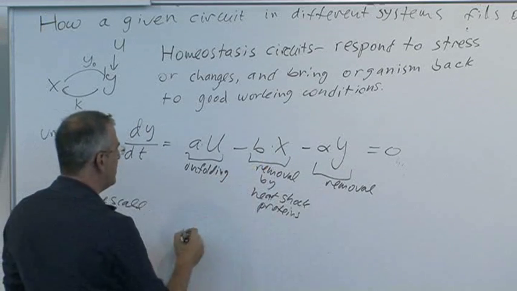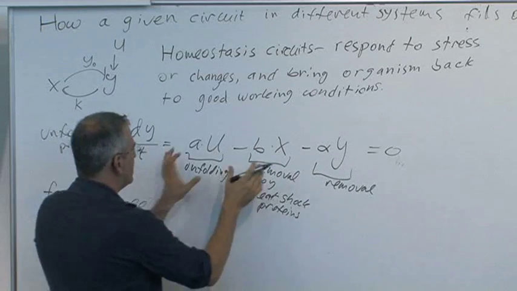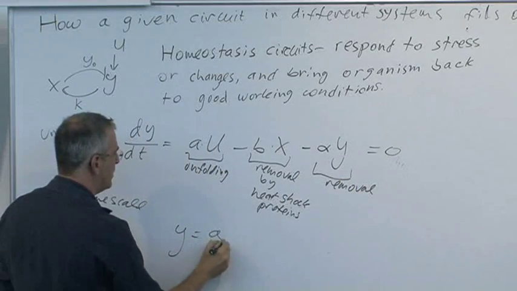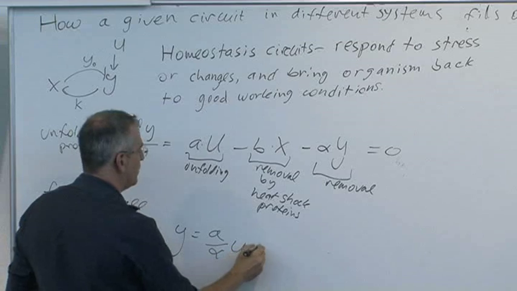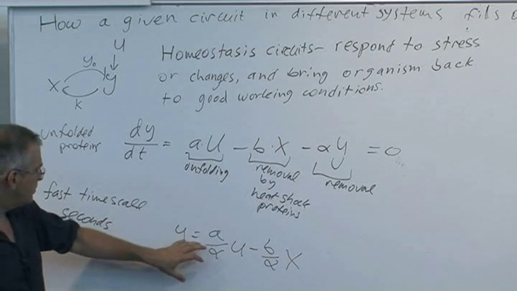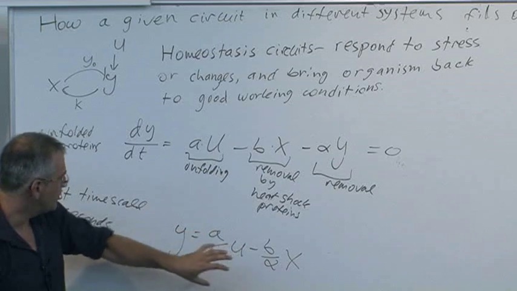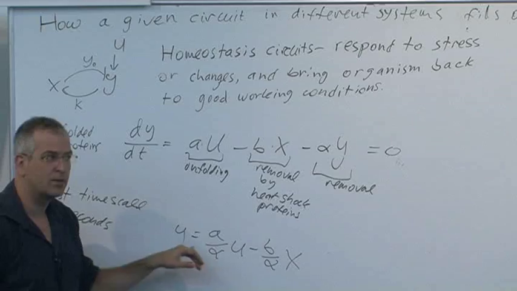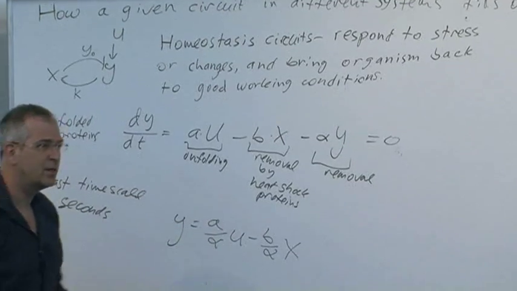And therefore, because I can bring Y over here, I can write that Y is A over alpha U minus B over alpha X, which makes sense. At steady state, if I have more temperature, I have more unfolded proteins. If I have more heat shock proteins, I have less unfolded proteins. A nice sigh of relief for us.